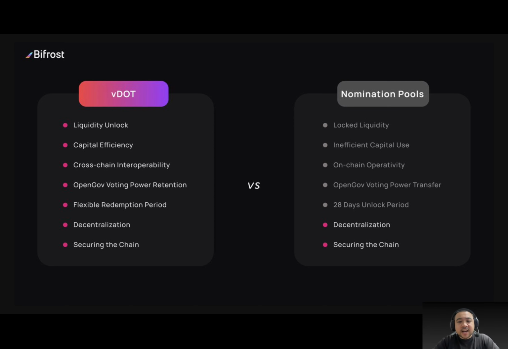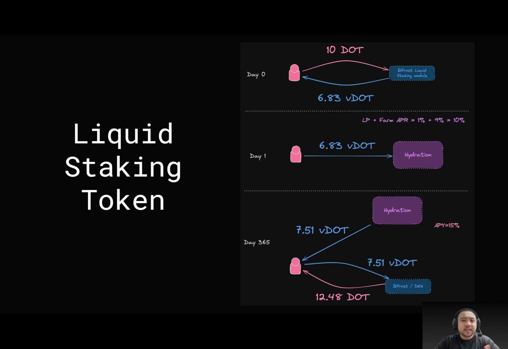All right, so that's a nice comparison, right? So now we get into this part, liquid staking token, right? Let's really understand what this liquid staking token is and why it is fundamentally better than native staking. First, this is how the life cycle, what people use liquid staking token for, usually works. Right now, let's say for example you have 10 DOT, right? Which is day 0 in this illustration.